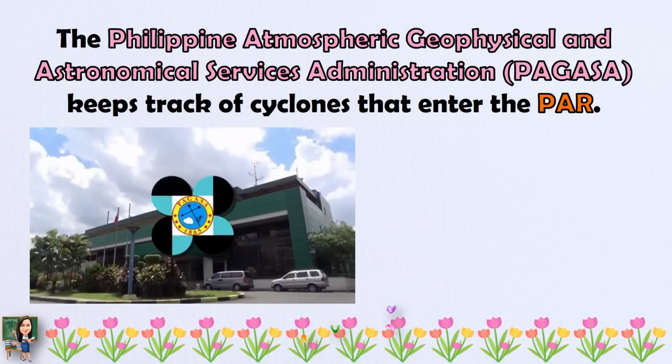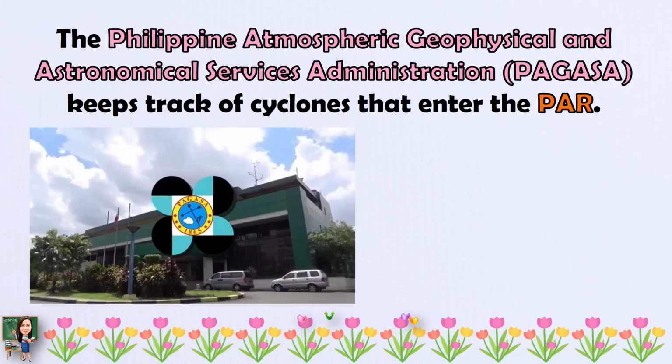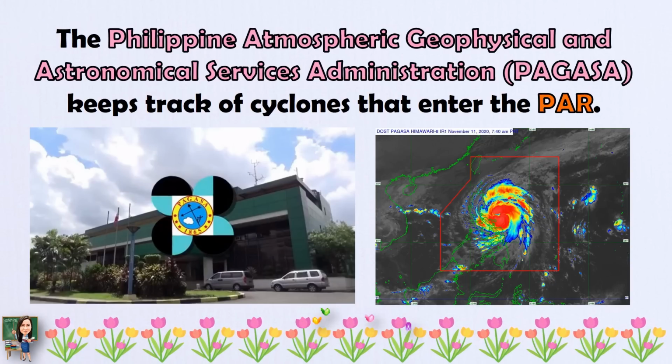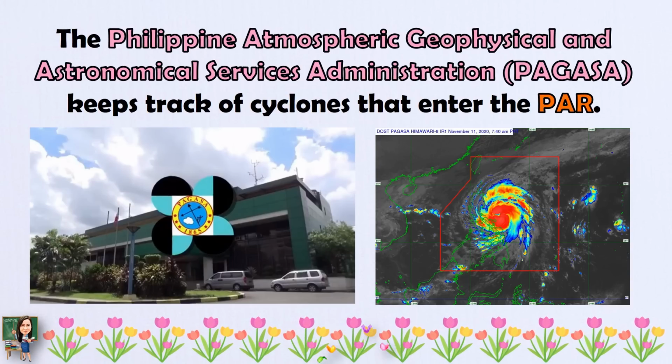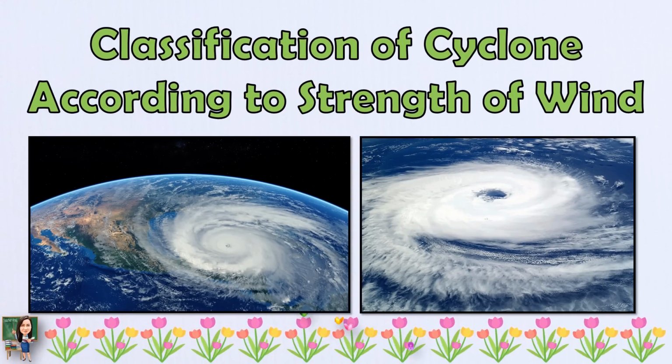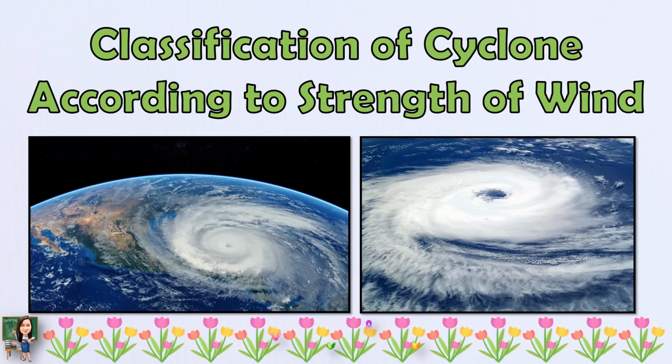The Philippine Atmospheric, Geophysical, and Astronomical Services Administration or PAGASA keeps track of cyclones that enter the PAR or Philippine Area of Responsibility. Let us study the classification of cyclones according to strength of wind.